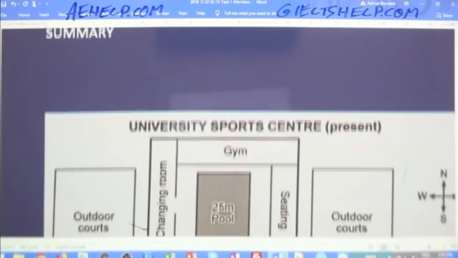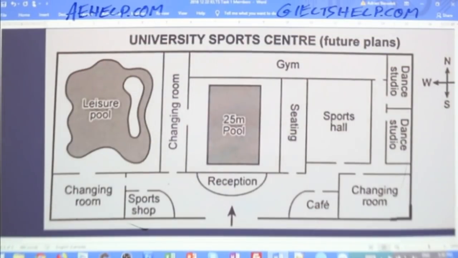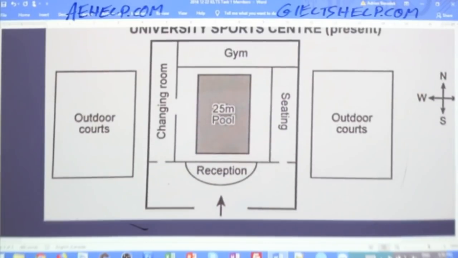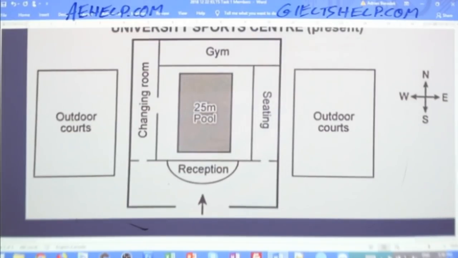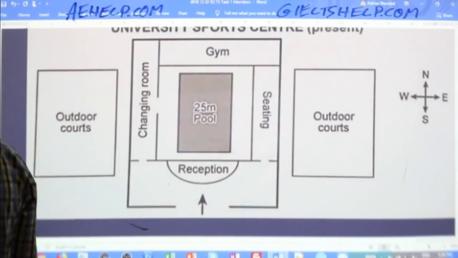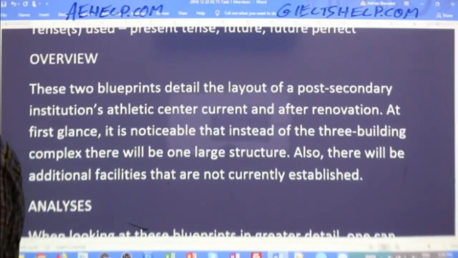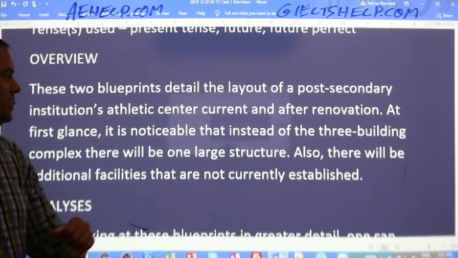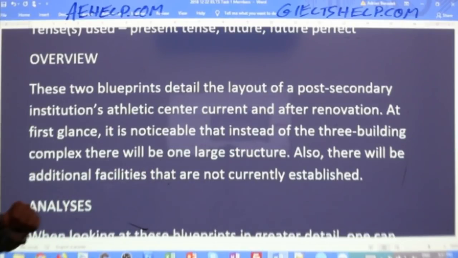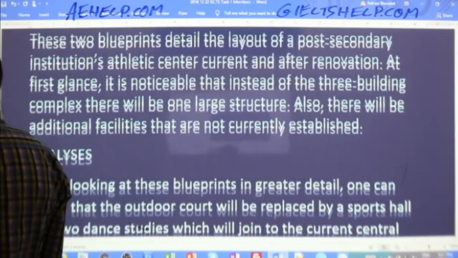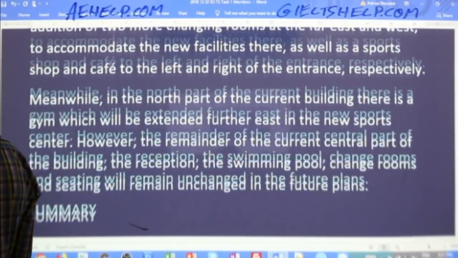What could that summary be? So if I look at these 2 blueprints, what is the easiest piece of information that we can see here that we can add to our summary? Well, here you might want to look back at your overview to make sure you're not repeating anything. So these 2 blueprints detail the layout of a post-secondary institution's athletic center, current and after renovation. At first glance, it is noticeable that instead of the 3-building complex, there will be 1 large structure. Also, there will be additional facilities that are not currently established. Okay, what are those facilities? A dance studio and a leisure pool.